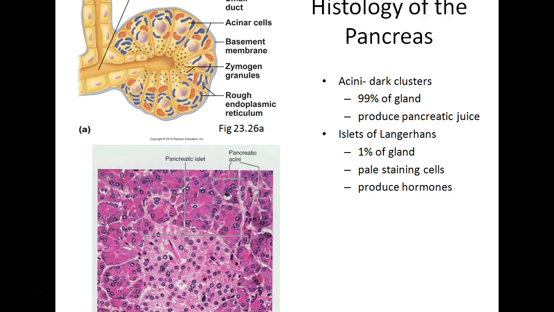Here we see some histology images and a matching diagram. We see these acinar cells, and these are going to produce hydrolytic enzymes. These consist of 99% of this gland. However, we have little quote-unquote islands within these acinar cells. Notice that these are called islets of Langerhans. Islets meaning tiny islands. These are only about 1% of the pancreas gland. These are going to be pale stained, as we can see below. And these are going to produce hormones that we discussed earlier.